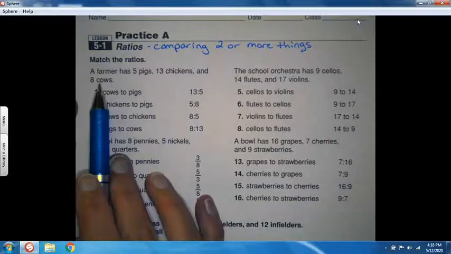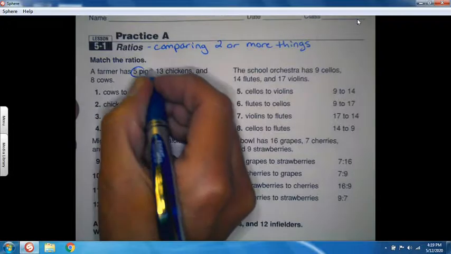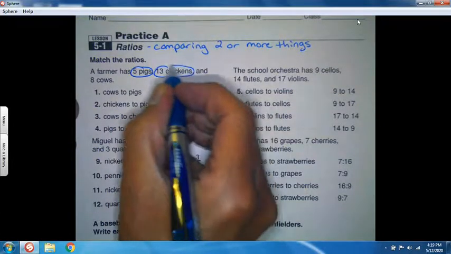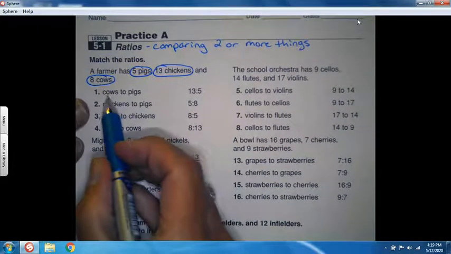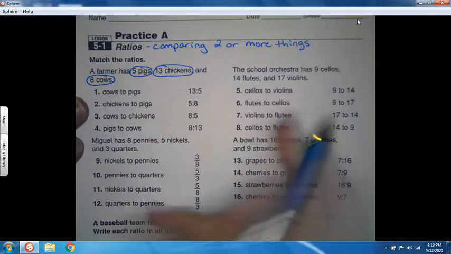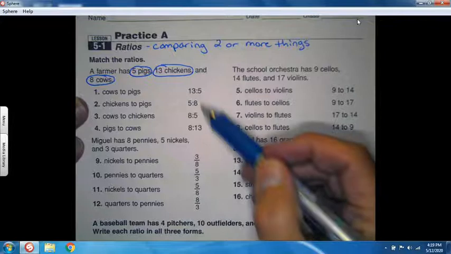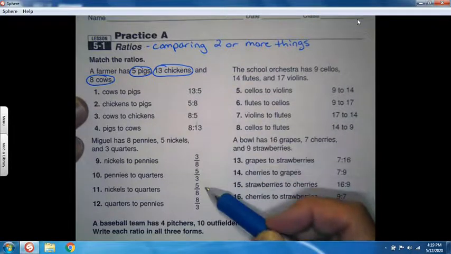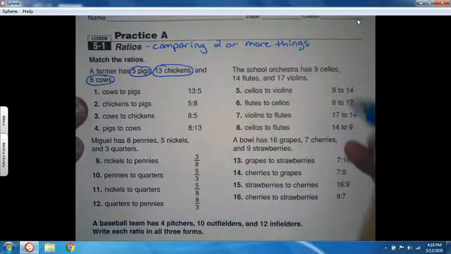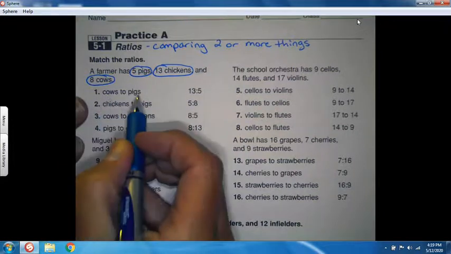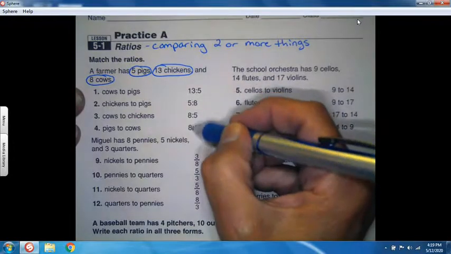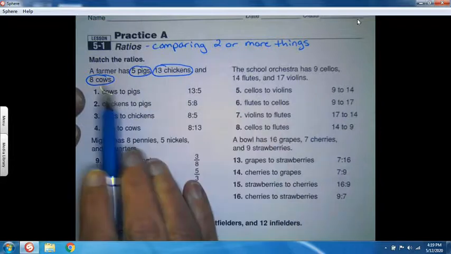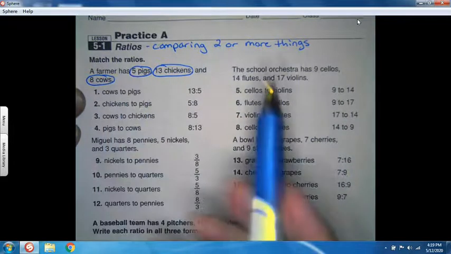Okay, a farmer has 5 pigs, 13 chickens, and 8 cows. They want to know the ratio of cows to pigs. Now remember, there's 3 ways to write a ratio. There's with a colon, as a fraction, or with the word to. They all mean the same thing, so don't forget that. Okay, so we want cows to pigs. All right, so cows, 8 has to go first, which means it could be one of these two. And pigs, 5 pigs, so 8 to 5.